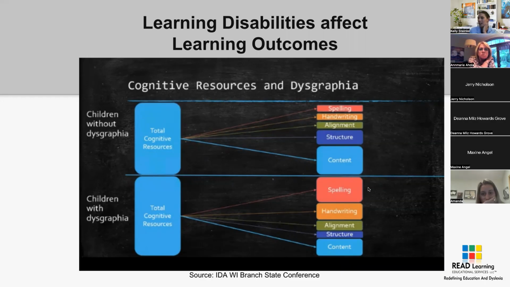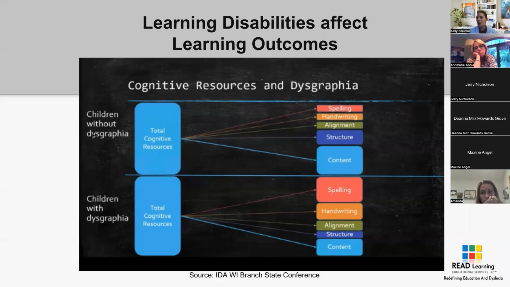And if students are hyper focusing on spelling, if you look at this bottom chart, children with dysgraphia, they're using a lot of time and attention to try to get words spelled correctly. Look what happens to the time and cognitive resources they have to devote to the other areas of writing. It's all diminished. So your content, the meat of what you want them to be able to relay, their knowledge and their learning, they have only so much energy left for that.